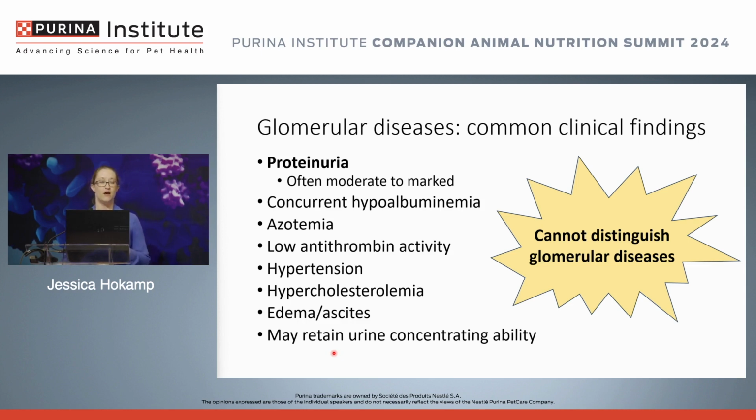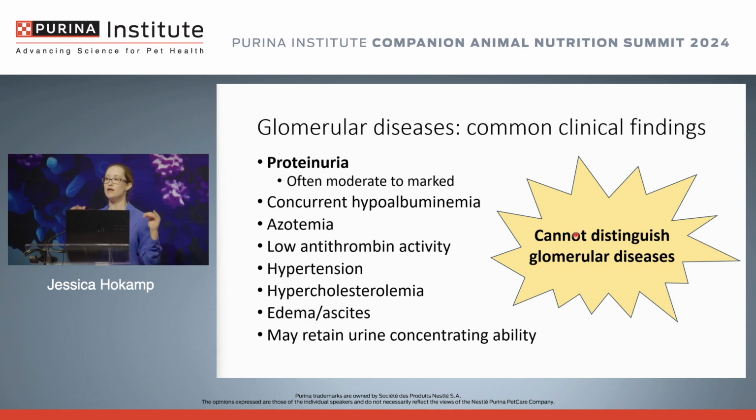So I will simply say that the clinical findings that we see in our patients with glomerular diseases, oftentimes proteinuria, and this can frequently be moderate to pretty marked. And then the remainder of these are sort of a plus-minus situation. They may happen, they may not. So hypoalbuminemia, azotemia, decreased antithrombin activity, and potential dysregulation of our coagulation cascades, hypertension, elevated cholesterol, and then buildup of fluids. In many cases, our patients may retain their ability to concentrate urine.